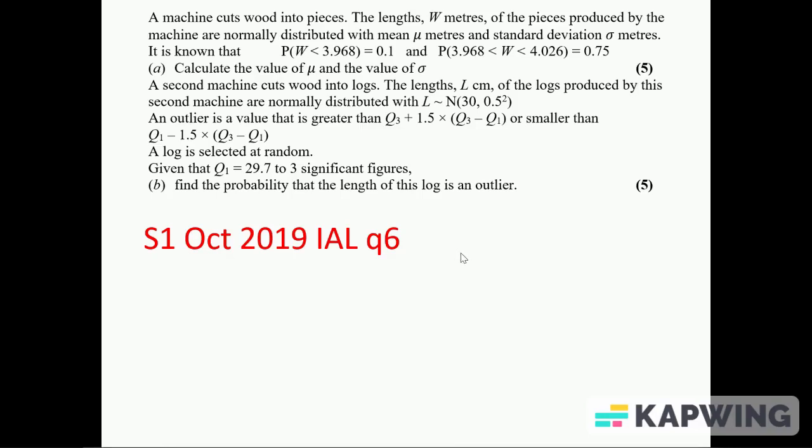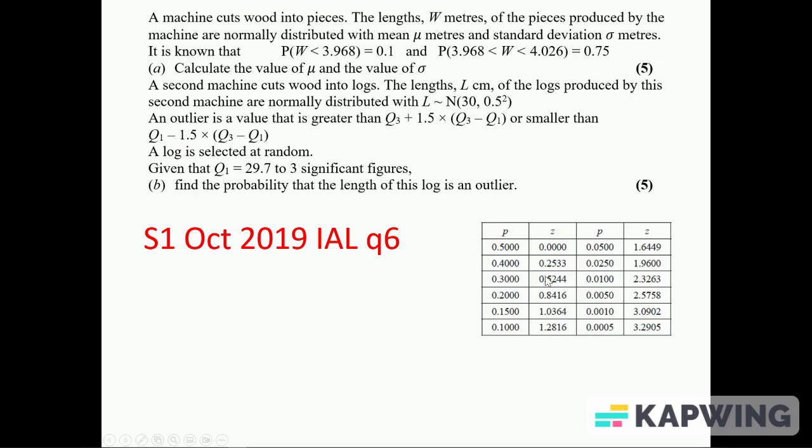S1, October 2019, International Paper, question 6, a normal distribution question. I've got a situation where it gives some probabilities here, but we're going to work out the mean and the standard deviation. So it will be a case of using our table from the formula book of Z values. And then the second part will talk about outliers and quartiles.